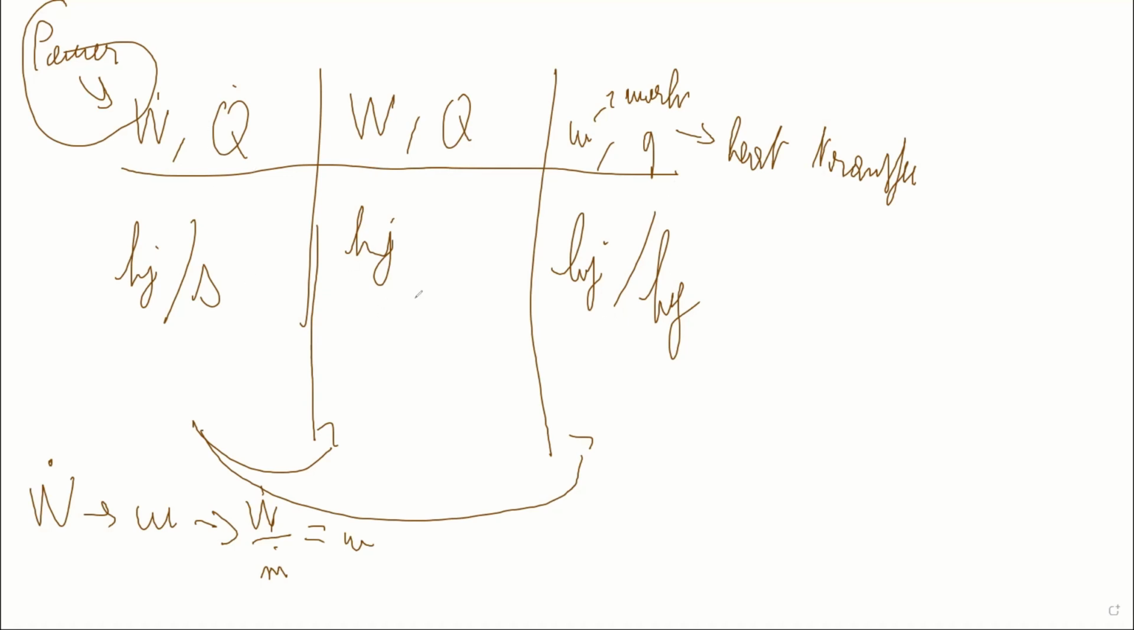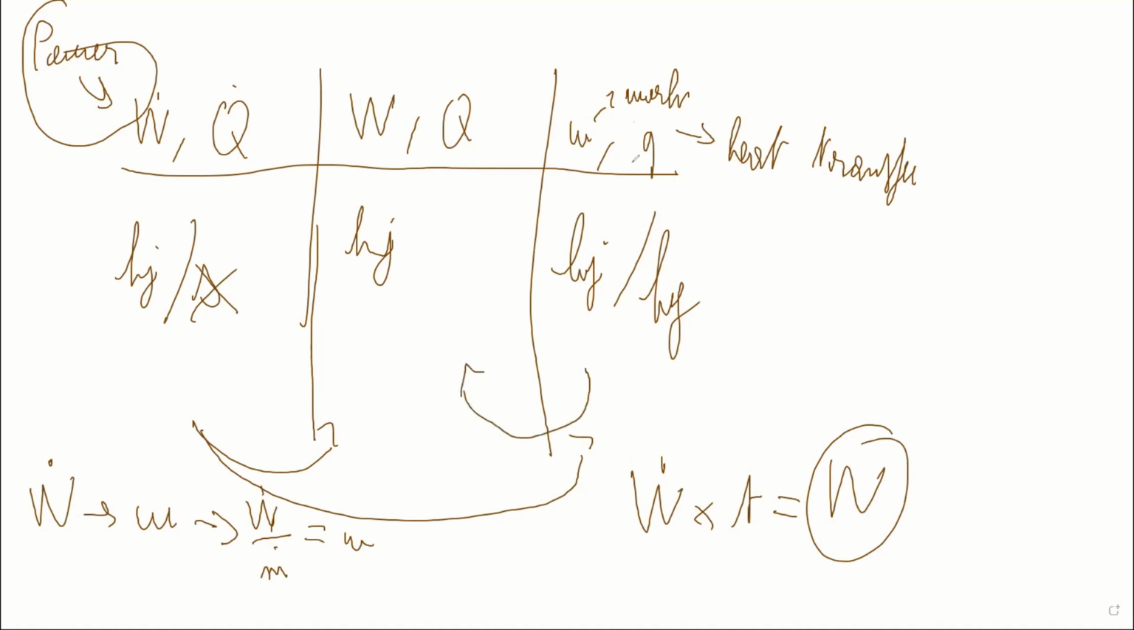Now, if you just want to go from power to work, then it's very simple. W dot times time, or whatever range of time you're studying your process for, is going to give you work. And it makes sense, right? Because you're multiplying kilojoules per second by seconds, so these cancel out, and you get work. And if you want to go from specific work to work, then it's just lowercase w times mass is equal to W. Makes sense again, because kilojoules divided by kilograms times kilograms cancels out the kilograms, and you get the kilojoules that you want.